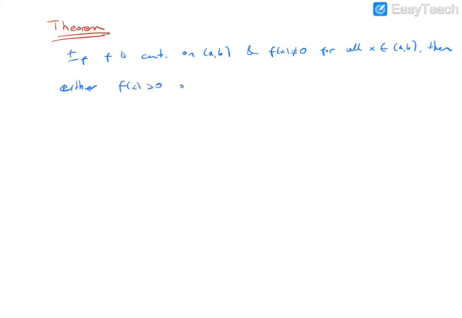This is the sign properties on the interval a, b. If f is continuous on the interval a, b, and it is not 0 for all x belonging to a, b, then either f of x is bigger than 0 for all x in a, b, or f of x is less than 0 for all x in a, b.